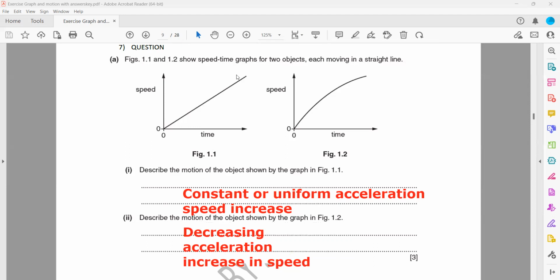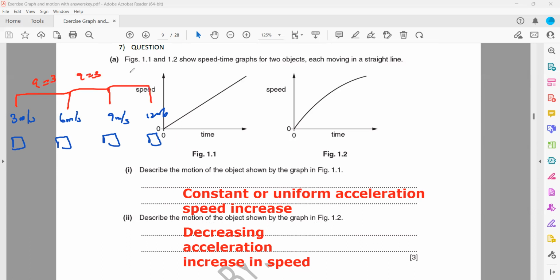And if I sketch the result, like how it appears in terms of values, say an object was having a speed of 3 meters per second. Then it changes to 6 meters per second, then to 9, then to 12 meters per second. So the speed is increasing, but the increase in speed is the same every time. So acceleration is 3 here, 3 here, and 3. The acceleration is the same for the motion, but the speed is increasing.